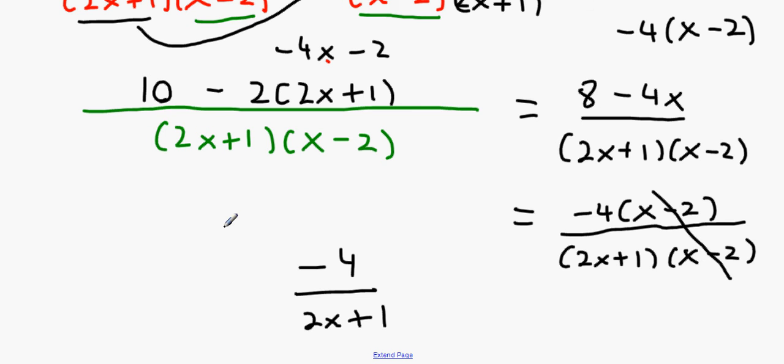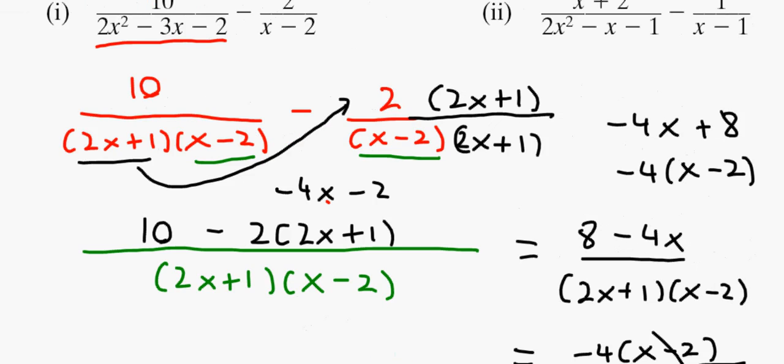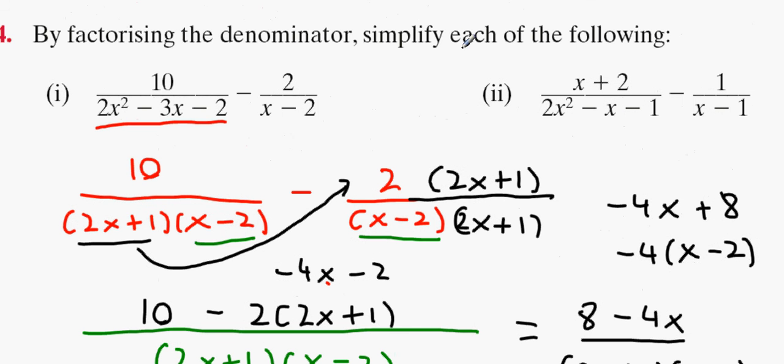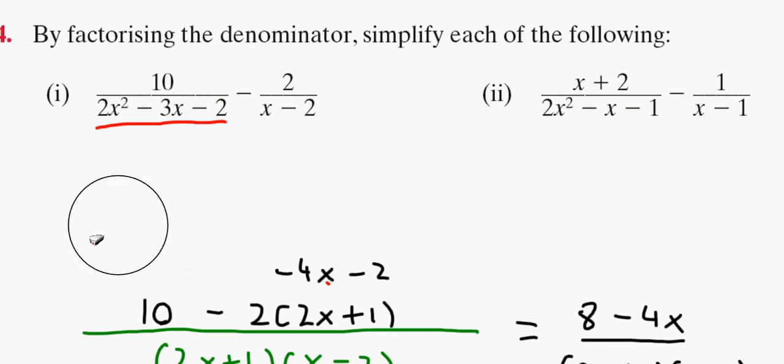Okay, the next question we're going to do is the one to the right. It's a similar one to the one we just did. We're going to get the reference number, and then we're going to get the lowest common denominator.